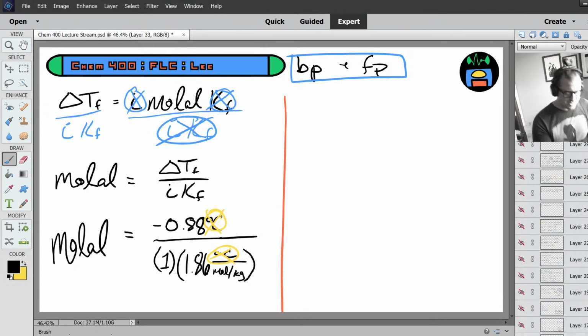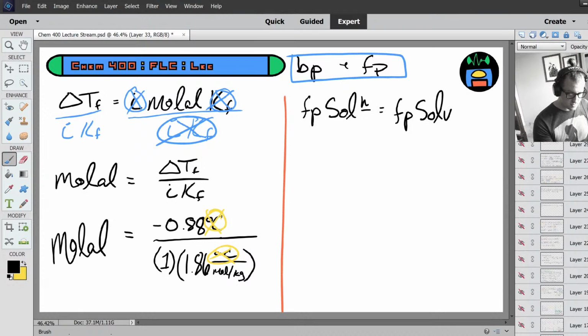Remember how I said that the freezing point for the solution is equal to the freezing point for the solvent minus the change in freezing point? I forgot to use that, and it left me with a sign that messed me up, this negative sign. You can't have a negative concentration. So the second I went to punch this in, I was like, wait, something went wrong. And here's what I forgot to do.